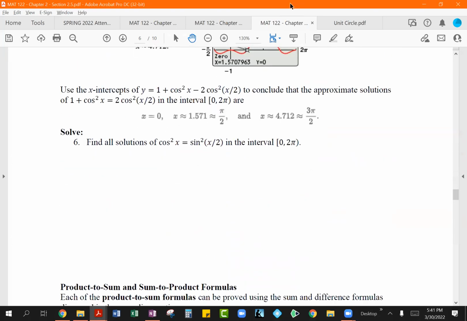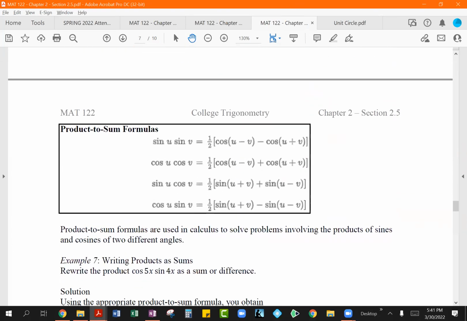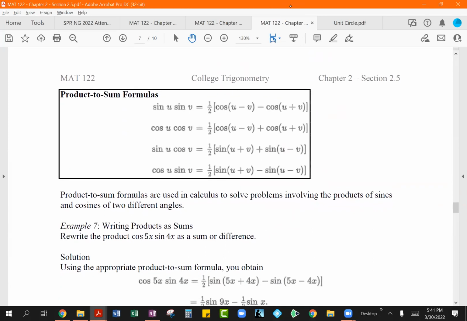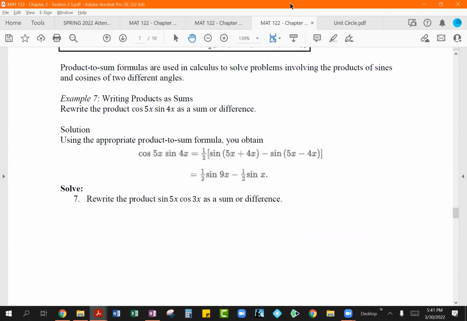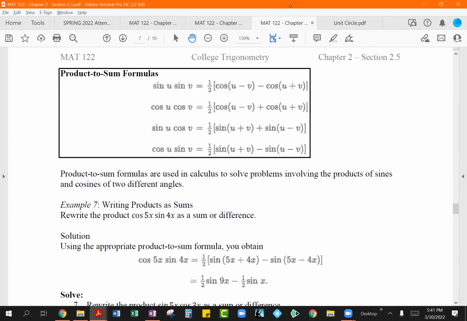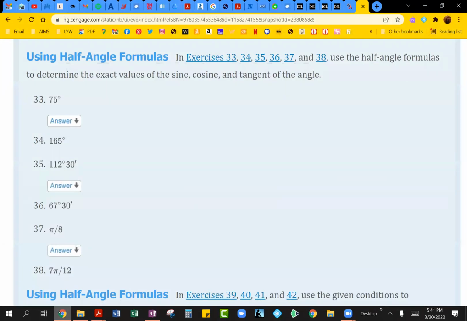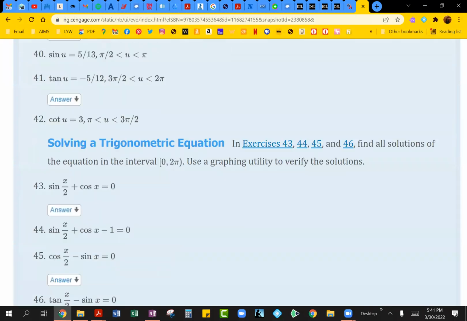One thing that I did want to show you was you actually have these product to sum formulas and sum to product formulas over here. So I know we're a little bit over our time, but I really just wanted to show you an example on this. At least you knew how to use the formulas.